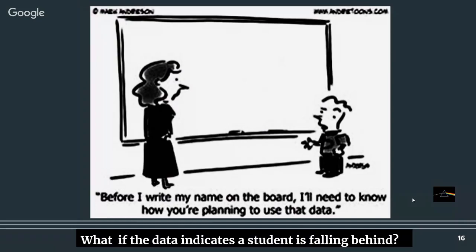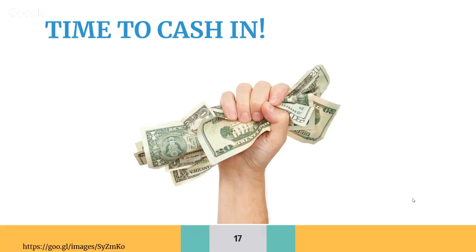What if the data indicates a student is falling behind? And this is where we would have our time to cash in moment and ask ourselves, what would Cash do?